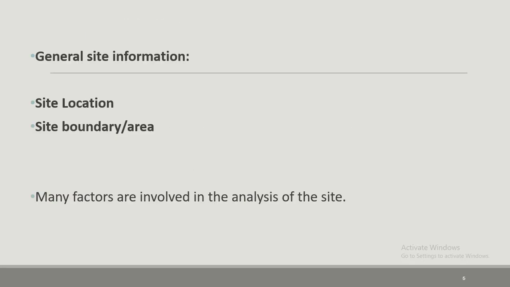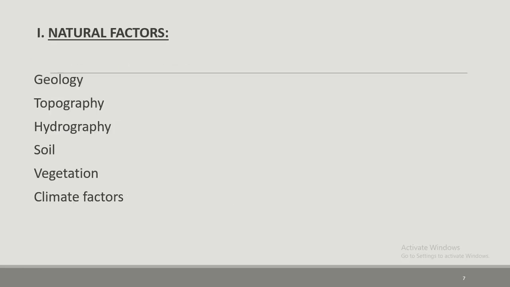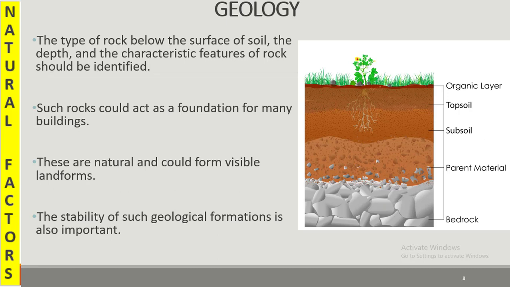First we need to know the general site information such as site location and site area. Many other factors are involved in the analysis of the site which we will discuss one by one. First is the natural factors in which we collect the information of geology, topography, hydrography, soil, vegetation and climate factors.